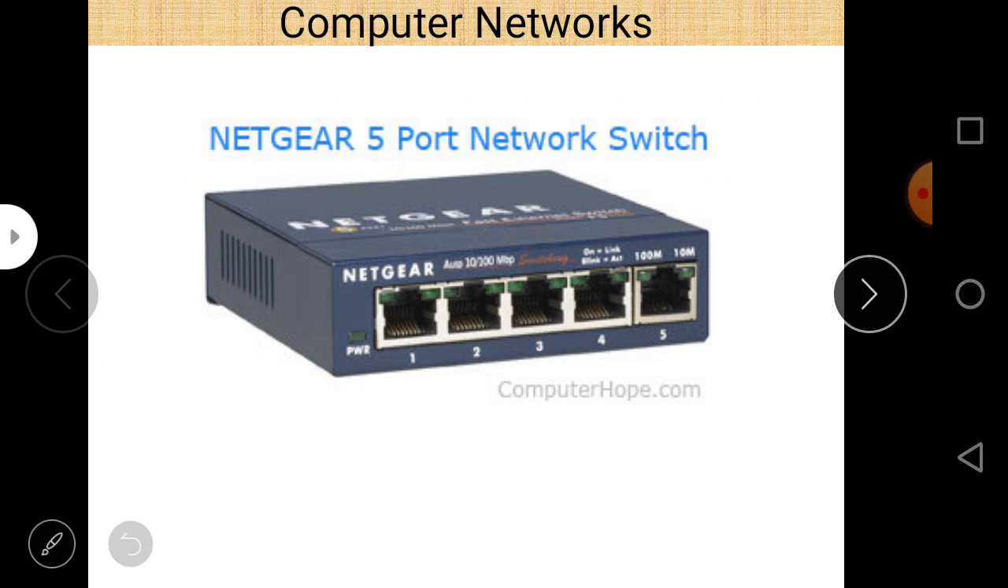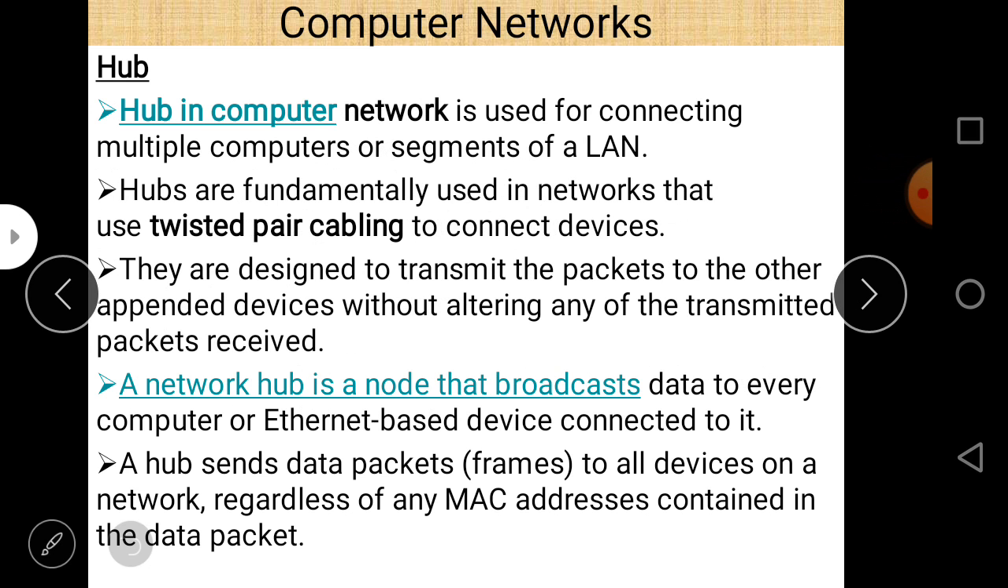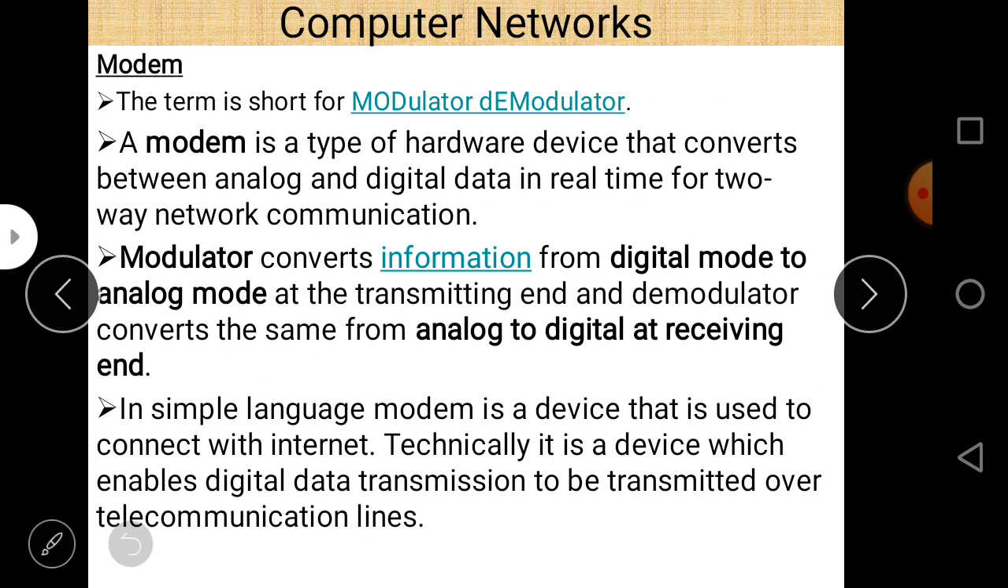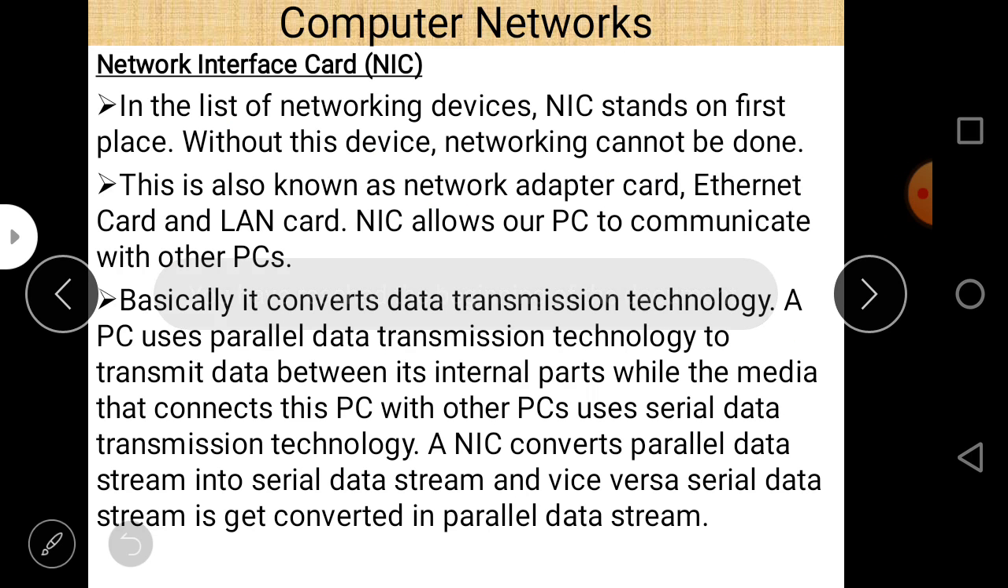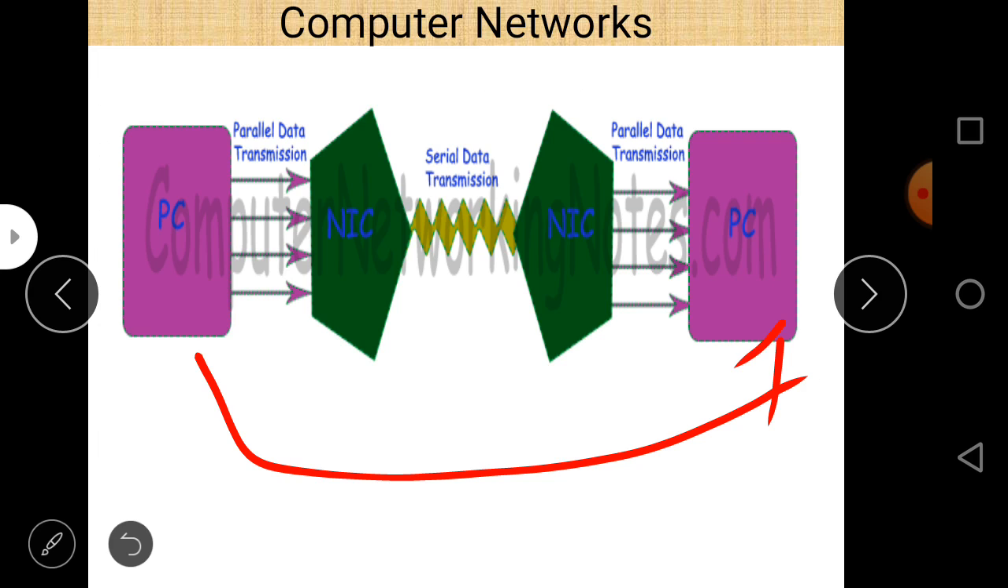So let us take a revision of all these networking devices. First of all, NIC. NIC stands for Network Interface Card, and it is a part of all laptop systems. It is also called a network adapter card, Ethernet card, or sometimes a LAN card. Without this, networking is incomplete. When we transfer data from one computer system to another using a network interface card, data transmission is parallel, and within a computer system data transmission is serial.